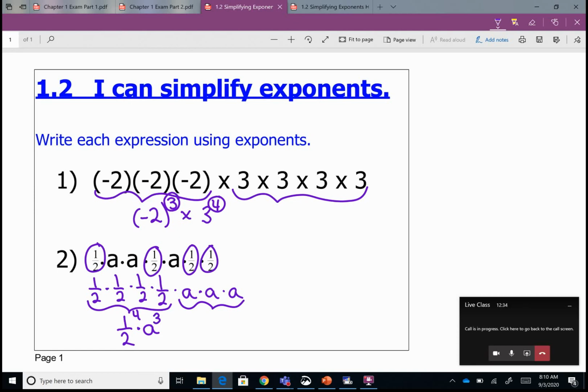So the number or the variable that I'm multiplying together is my base. That's the big number. The base is my big number. How many times I'm multiplying it, that's my exponent. So 1/2, 1/2, 1/2. The number I'm multiplying is my base. I see that up there 4 times, so the 4 becomes my exponent. So whatever you're multiplying together is your base or the big number. However many times you're multiplying it, that becomes your little exponent.